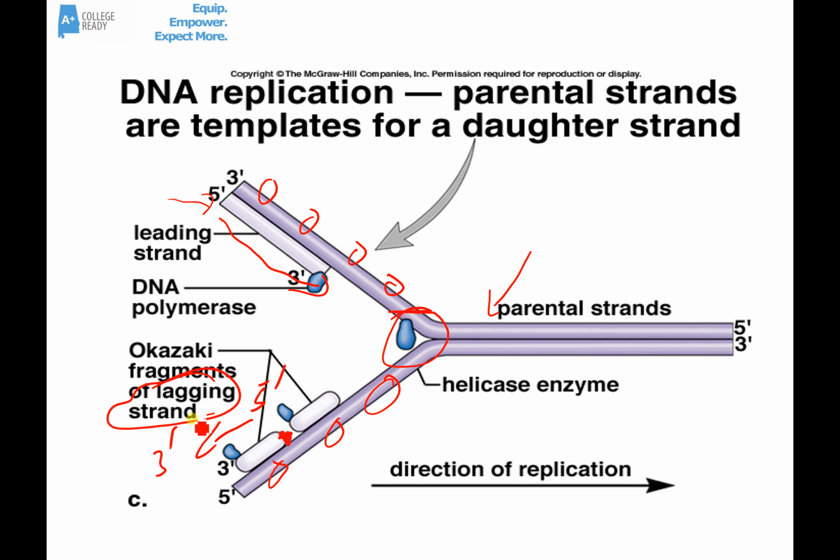Well, by the time that fragment gets built, more is unzipped. So primase will come back and put a new primer. Polymerase will build from 5 back toward 3. And that continues to happen. So this lagging strand is getting built in little chunks. And these little chunks are called Okazaki fragments.